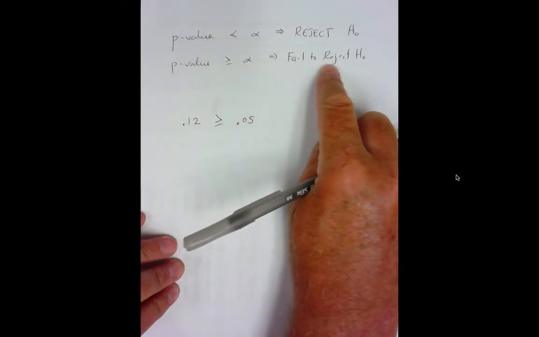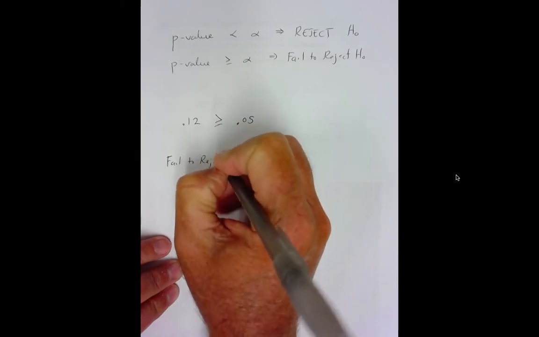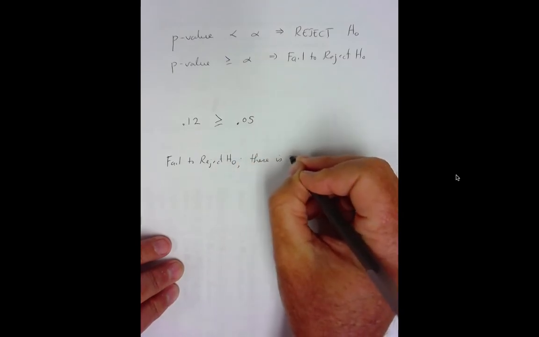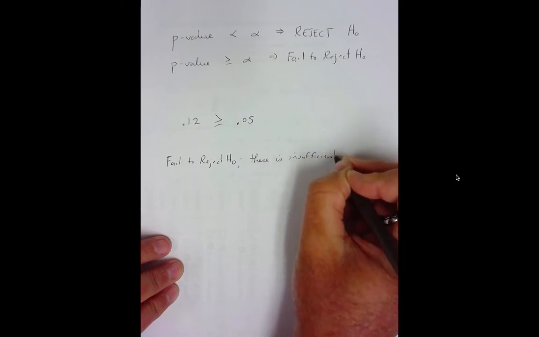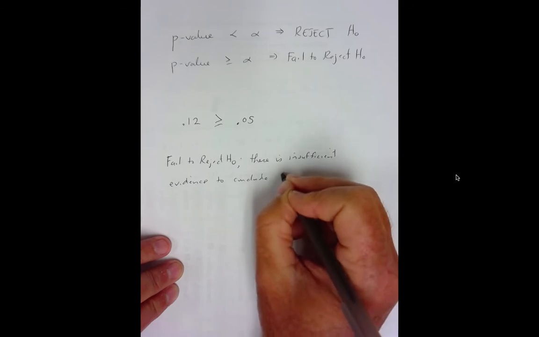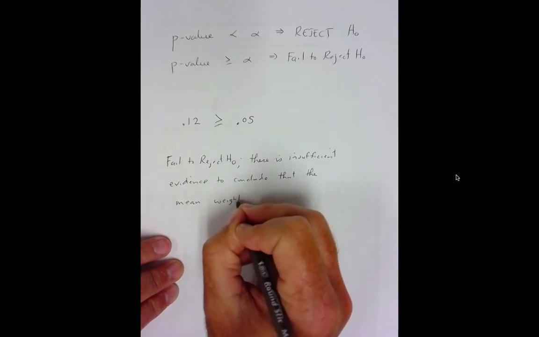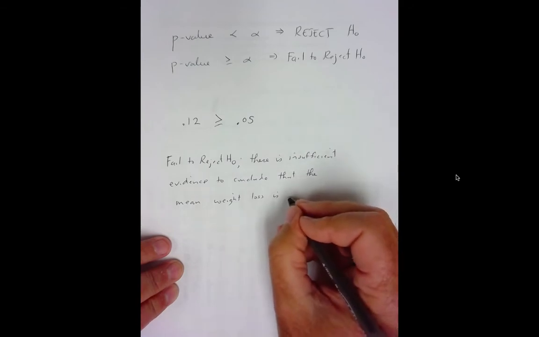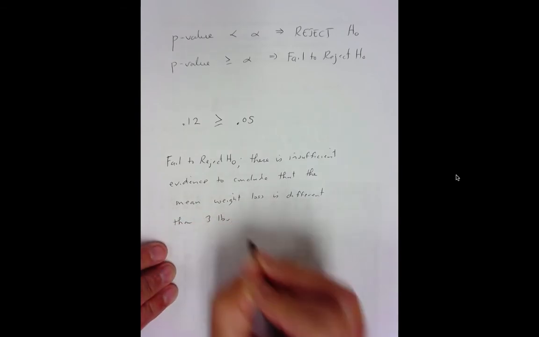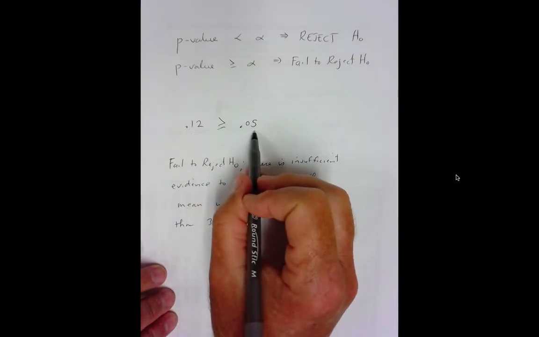So we decide that our final decision is fail to reject H sub O, indicating there is insufficient evidence to conclude that the mean weight loss is different than the 3 pounds that the dietitian made the claim. The p-value is higher than the line in the sand.